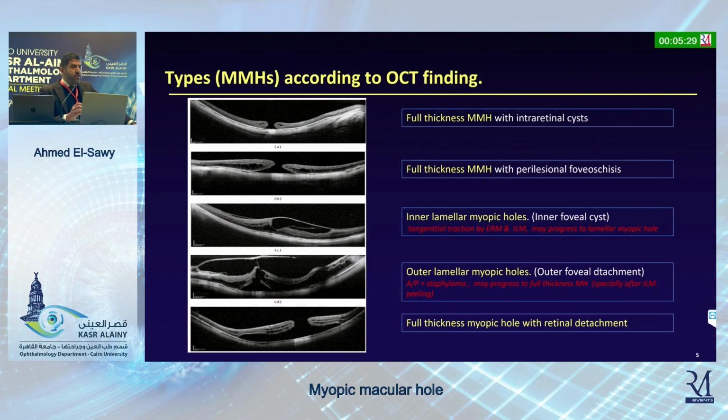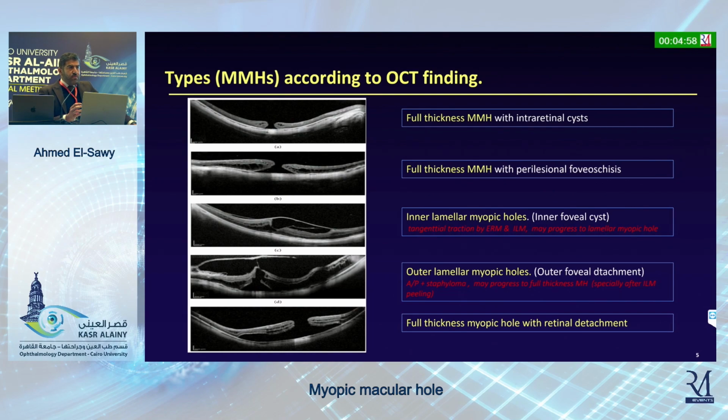Further classification of the lamellar myopic holes has introduced another division, dividing these types of holes like we see in the third picture from above, the inner lamellar myopic macular holes. And these inner lamellar ones are somehow benign because they are caused by tangential traction, and if we go into the surgery and peel the ILM, they may completely respond to peeling the ILM. The main problem comes from the outer lamellar myopic holes, which is the fourth picture from above.